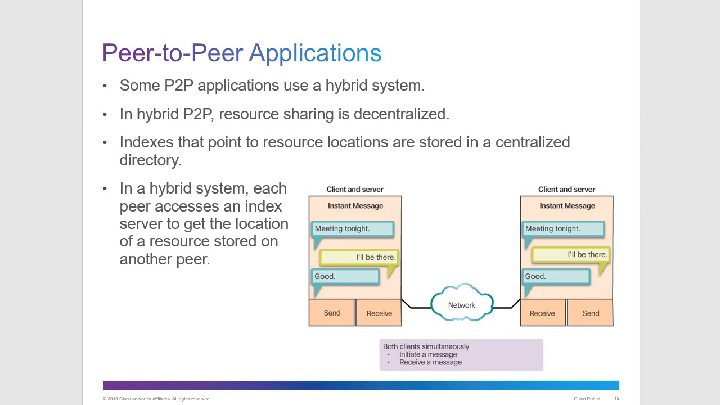We've got some hybrid peer-to-peer applications. There's just some type of server in the middle acting as an index to point you to where the information you're looking for is at. It contains an index that will point you towards where your information is located. You still have a peer-to-peer situation where both devices are acting as a client and a server, but there is somewhat of a server in the middle that's pointing you in the right direction for the information you're looking for. Instant messaging would be an example of that.